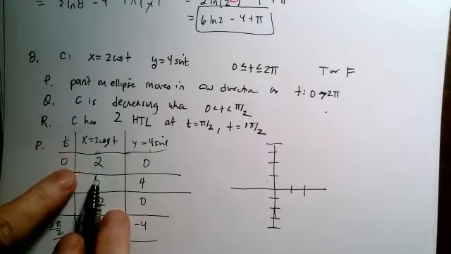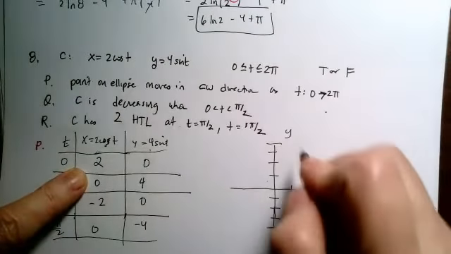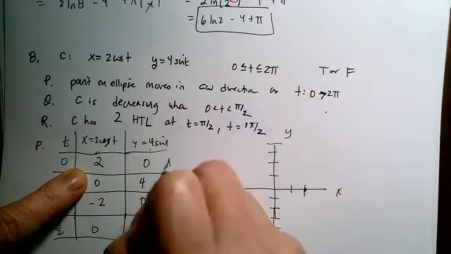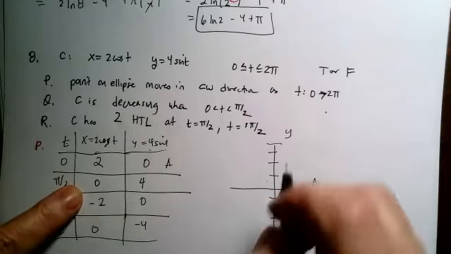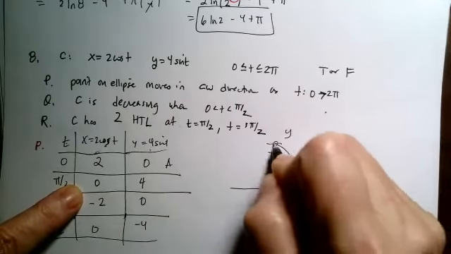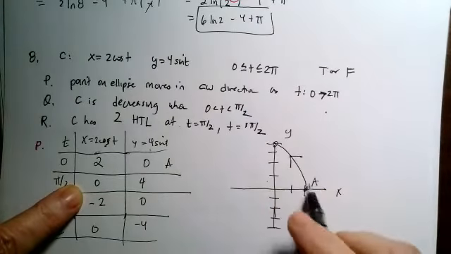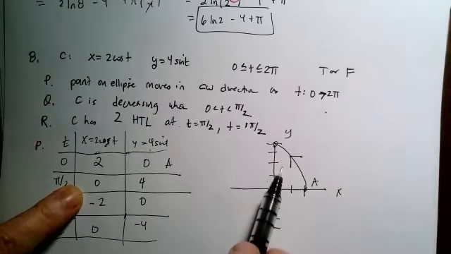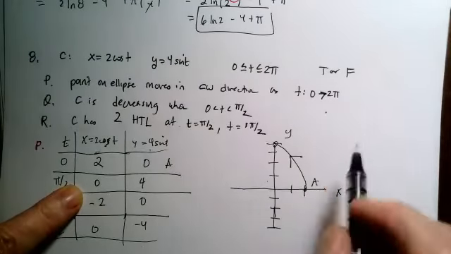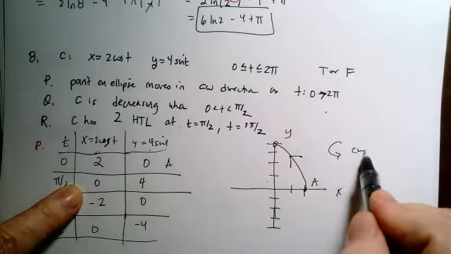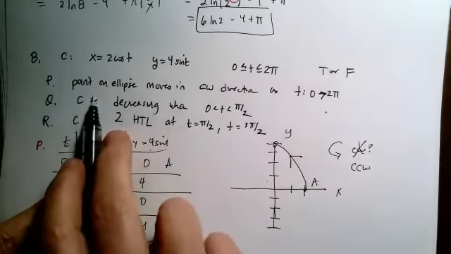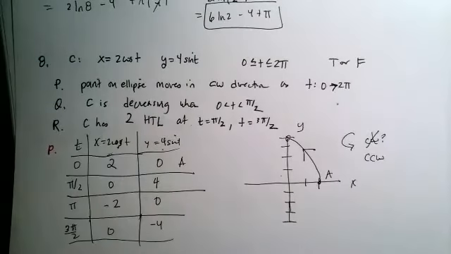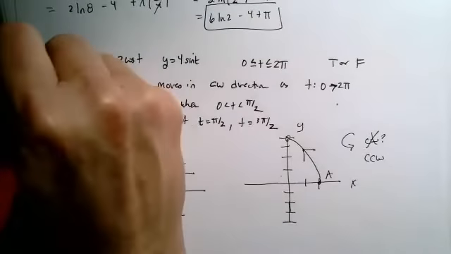Okay, so we're starting at 2, 0. This is x and this is y. So that's A. All right, now we move to pi over 2. We're at the point 0, 4. So we're going in this direction. Is that clockwise? No, that's counterclockwise. All right, so is P true or false? It's false.